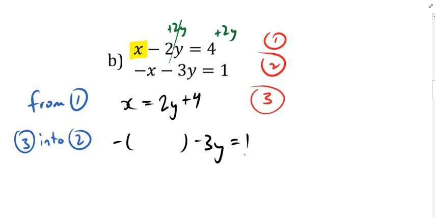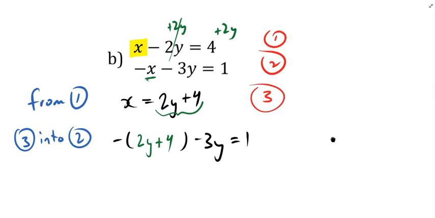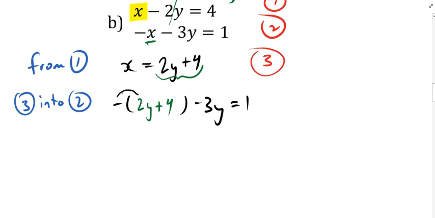So your first line should look like that. 3 came from 1, so we have to sub it into 2. And this is equal to x, so I'm subbing into x in 2. So look what I wrote, because this can be tricky. It's negative x minus 3y equals 1, right? Negative x minus 3y equals 1. And then I take x and I put it in those brackets. And then when I distribute, it's going to be like negative 1 times this and negative 1 times that. So negative 2y minus 4 minus 3y equals 1.